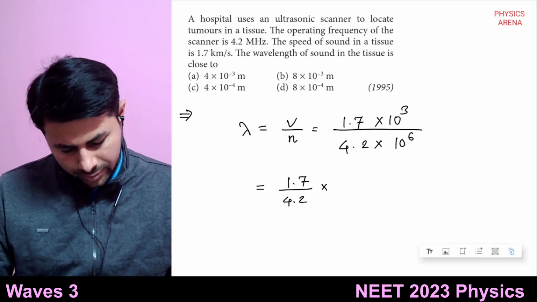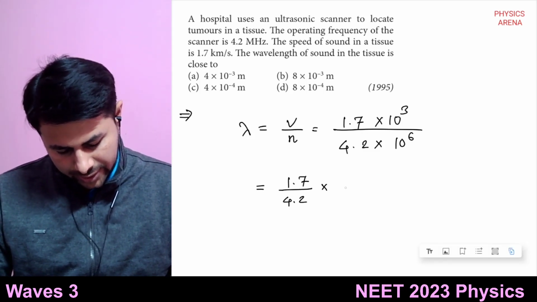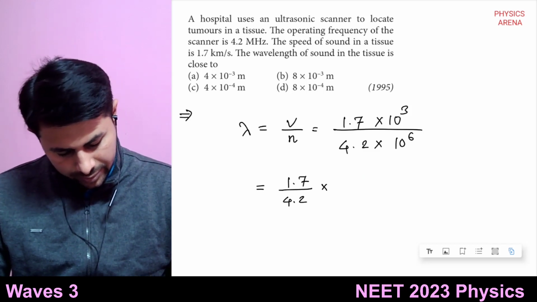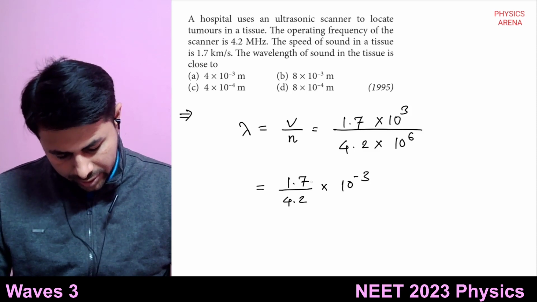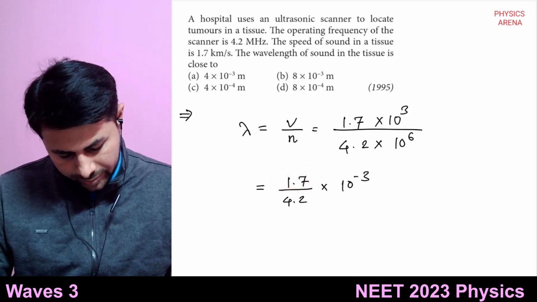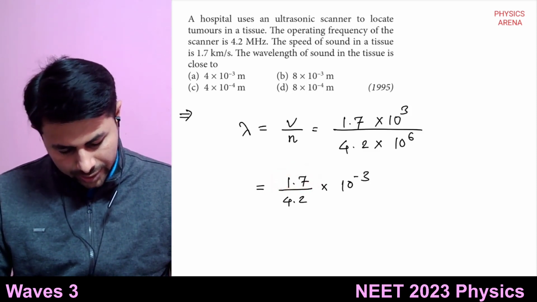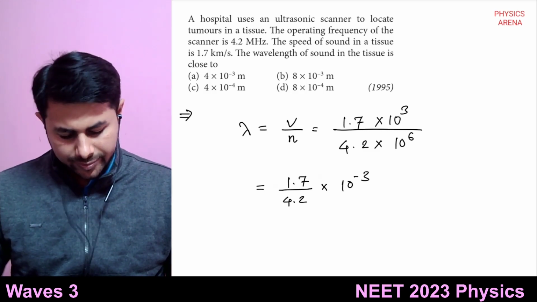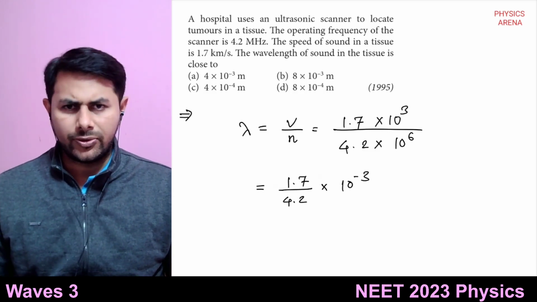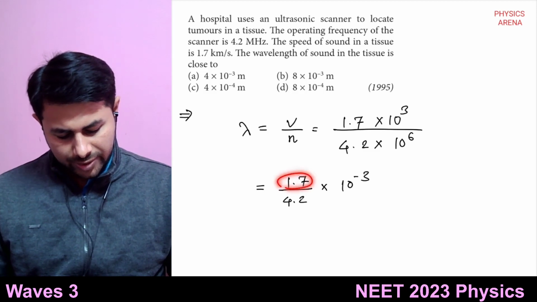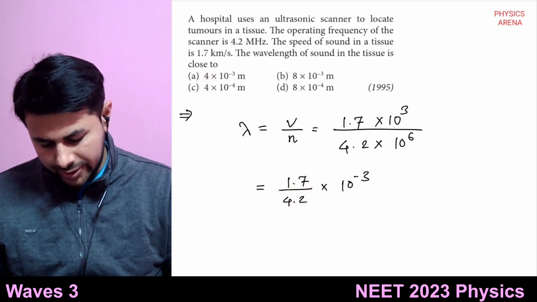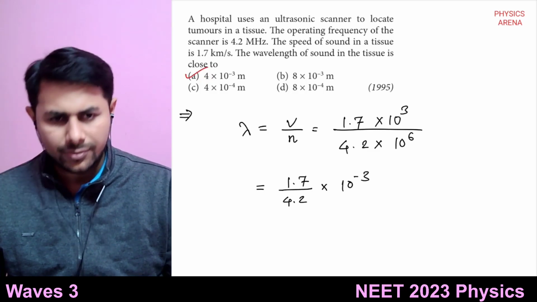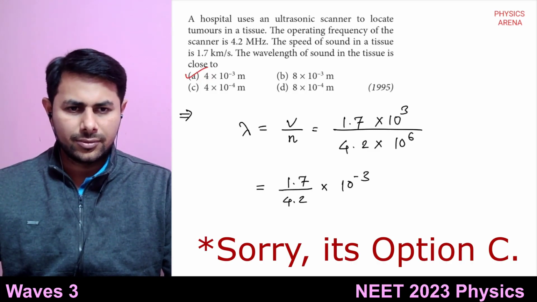So 10 raised to minus 3 is there, multiplied by the ratio. So this will be close to, it will be less than 5, right? Because 2 upon 4 will be 5. So this thing will be less than 5. You can say it is near about this, option A. Right.